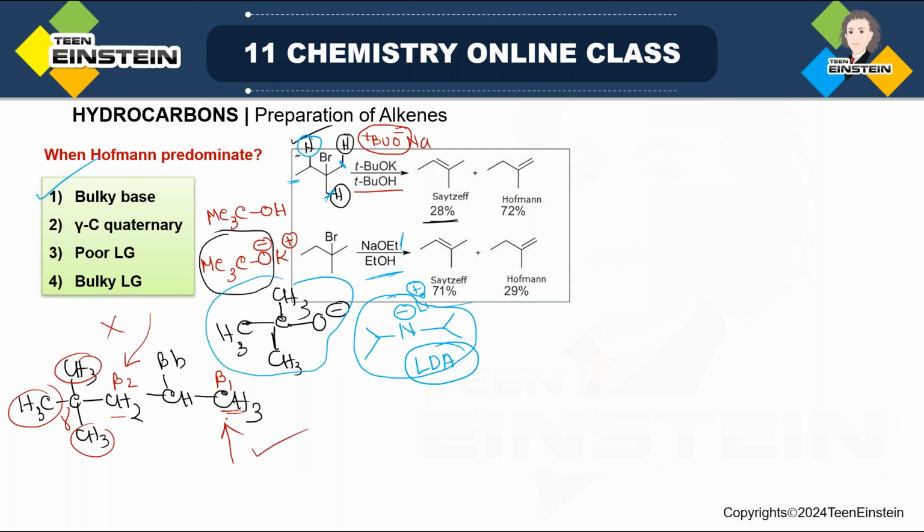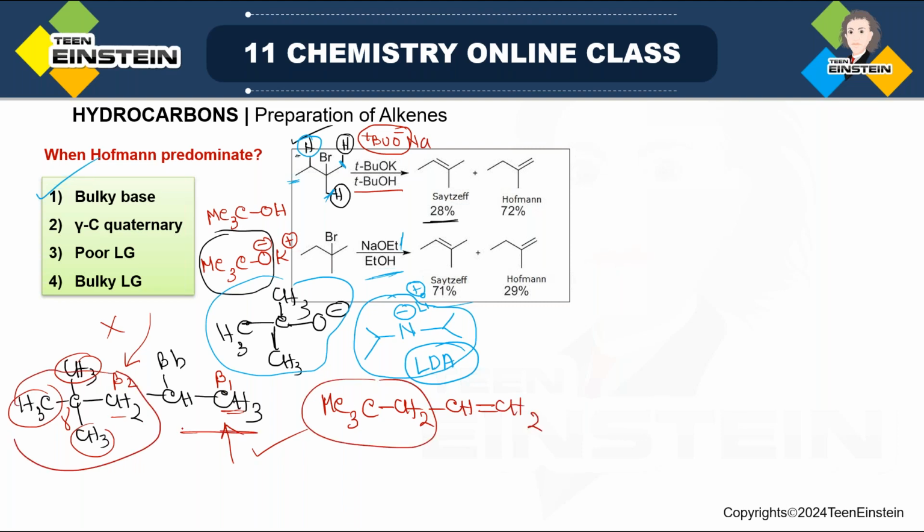And when these hydrogens are removed by the base, the product that we will get is Me3C, CH2, CH double bond CH2. So this part is intact, there is no change. But here a C=C double bond will be generated, and this is the Hofmann product, isn't it? So when the substrate itself is very bulky, like gamma carbon quaternary, then also the chance of Hofmann increases.